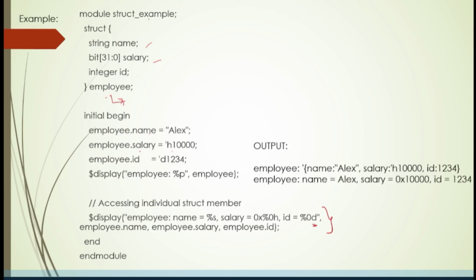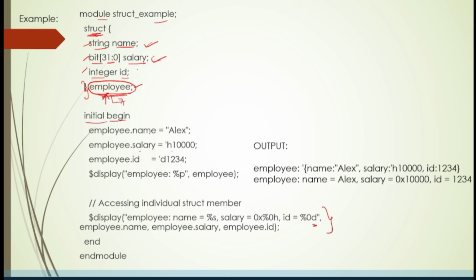If you see the example here, module struct. This is my module, and within the module I am writing a struct. I am taking three data types: one is string, another is a bit of 32 bits, which is 32-bit size, and then integer id. Then I end my struct and name it employee. This is my handle. Now whenever I want to access all these elements, I can access them with my single handle employee. Let us see how we do this.